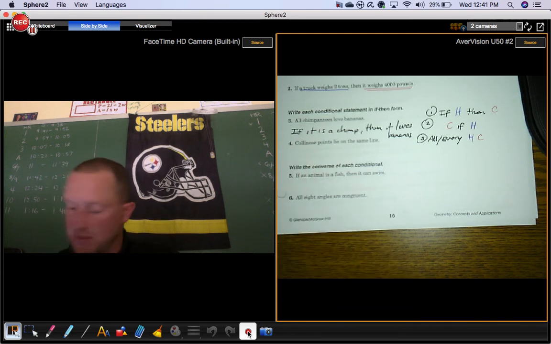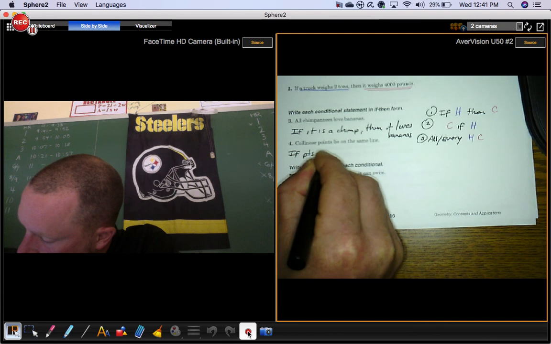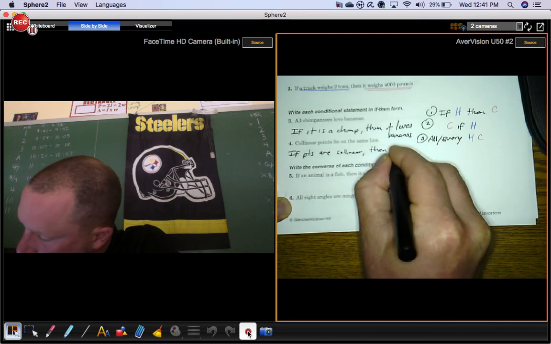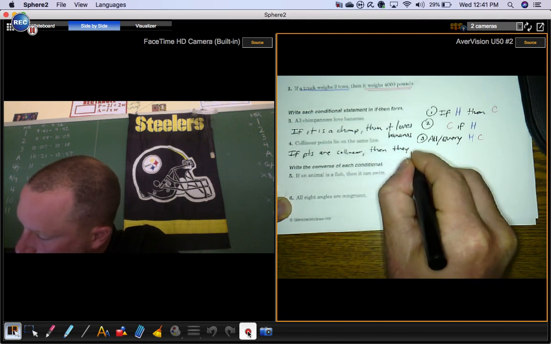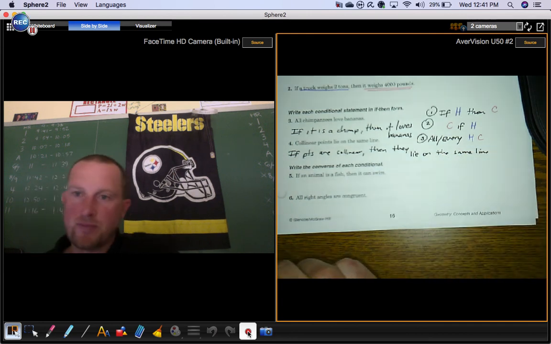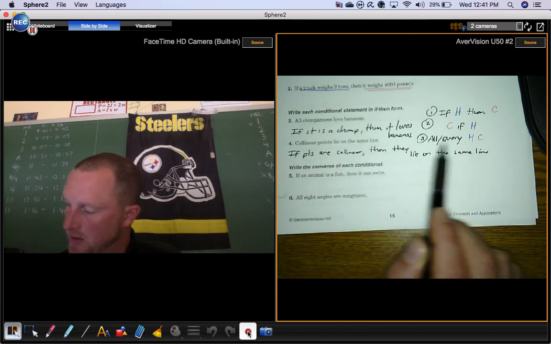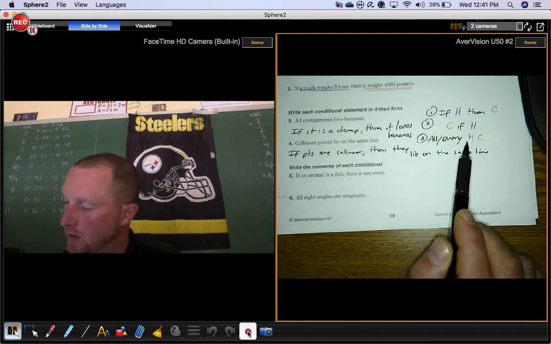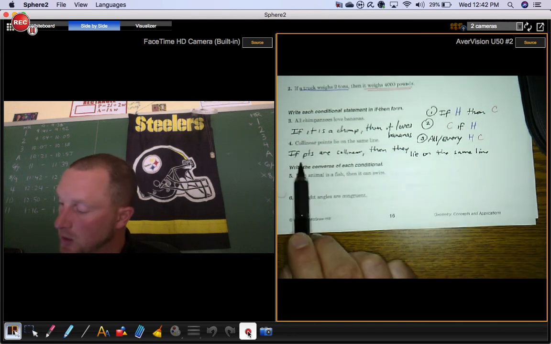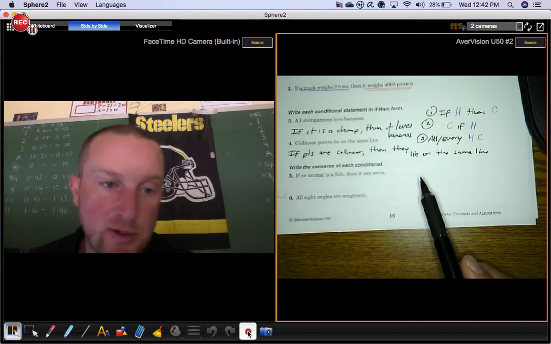Collinear points lie on the same line. Takes a little bit of time to write it out. But again, there's no if or then in this statement. So you need to use this guy. Or that's what this one looks like. You need to make it look like this one. So if the points are collinear, then they lie on the same line. That's your definition of collinear.